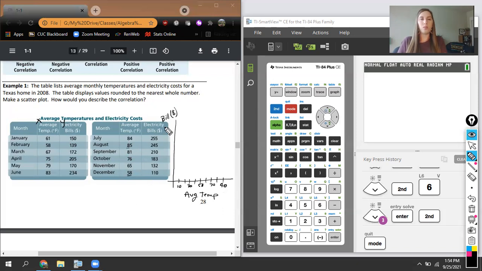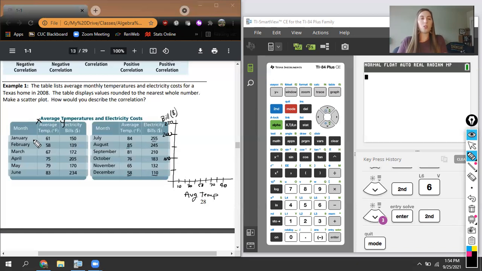And then for the electricity bill, let's do the same thing. Let's see, I see 150 and 139 is smaller. Oh, 110 right here is the smallest number here. And then what is our biggest number? I see 255. That looks like our biggest. So since we have to get up to 255, maybe going by 50s would be good. So we'll do 50, 100, 150, 200, and 250. And then 255 will just be slightly above that.